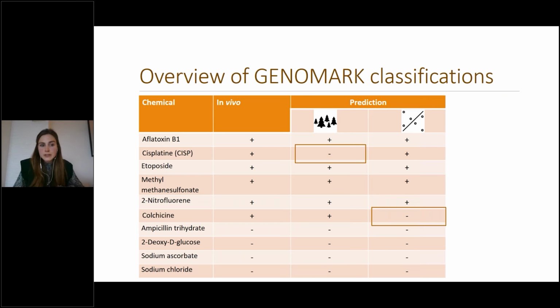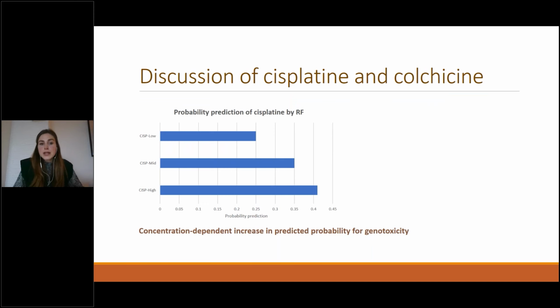However, 2 chemicals, cisplatin and colchicine, were classified differently by both models. It was interesting that when we had a deeper look into the probability prediction scores for cisplatin by the random forest model, we saw a concentration-dependent increase in the predicted probability for genotoxicity. So when cisplatin was exposed in a higher concentration, we also received a higher predicted probability for genotoxicity. So maybe when cisplatin was exposed in a higher concentration, random forest would also have picked it up as genotoxic.